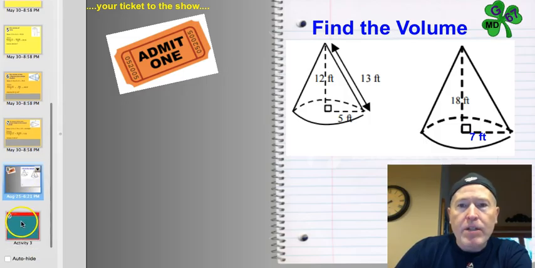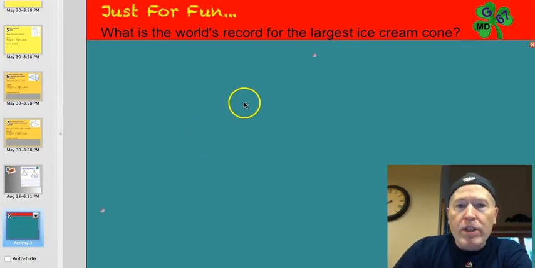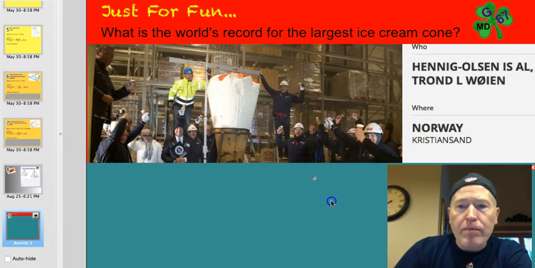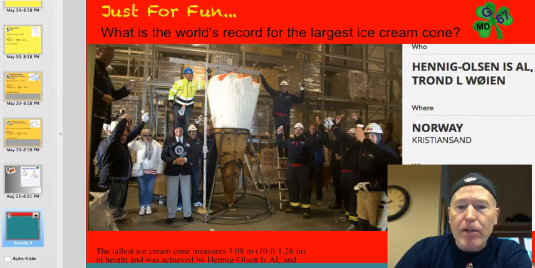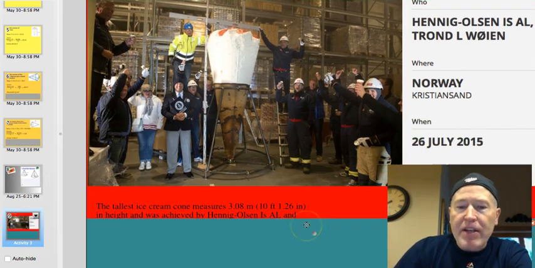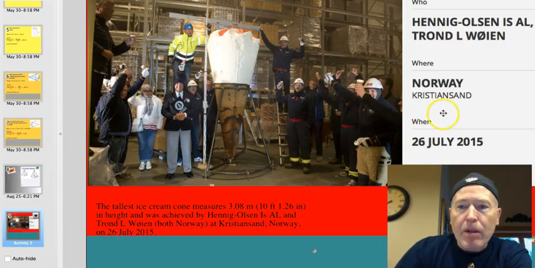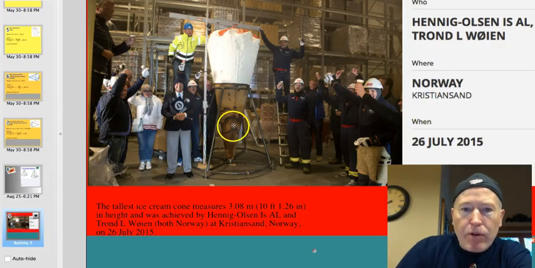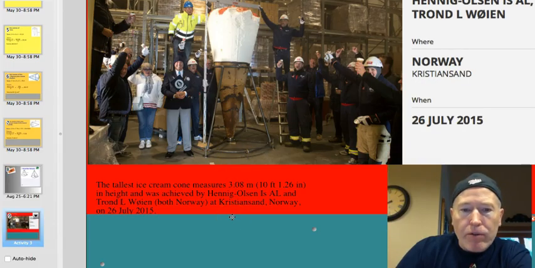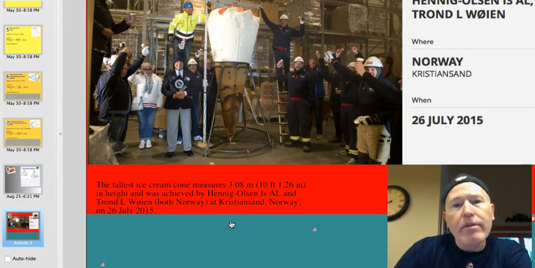Okay, let's take a look at this. What is the world's record for the largest ice cream cone? It's not quite as big as I thought, but it's fairly recent. It was 10 feet, 1.26 inches. Look at the size of that thing. It was in Norway on July 26, 2015. I guess they lifted it by helicopter to a tall ship festival in the harbor there, and they all shared it. That was kind of cool. All right, thanks for listening. Looks delicious.